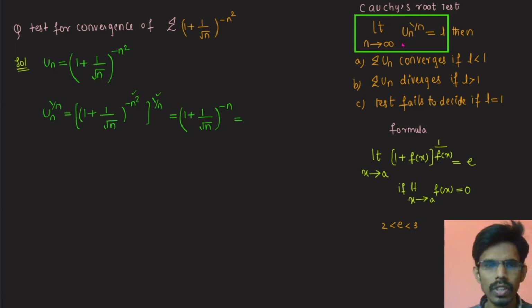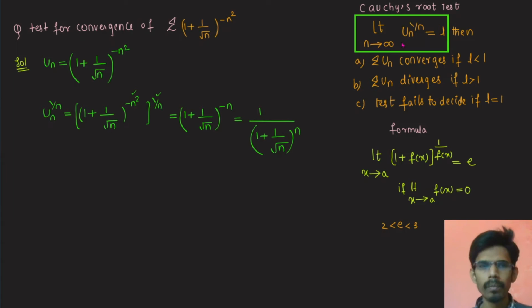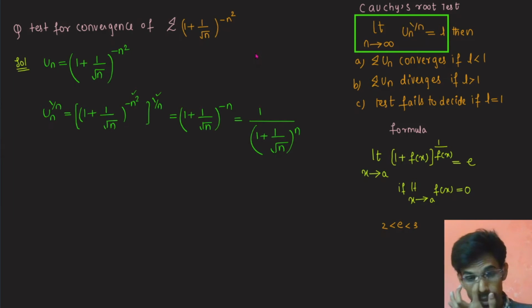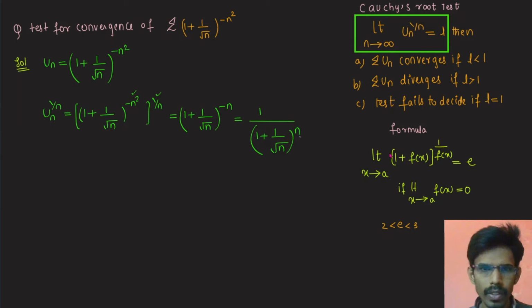Now if we take this negative power to the denominator, it will become plus 1 plus 1 by root n whole power of n. Now in order to apply this formula on the right hand side, limit x tends to a, 1 plus f of x power 1 by f of x, here this term and this power should be same. These two should be same, this n and this 1 by n should be same. So to get that, I'm just modifying it, 1 plus 1 by root n as it is.